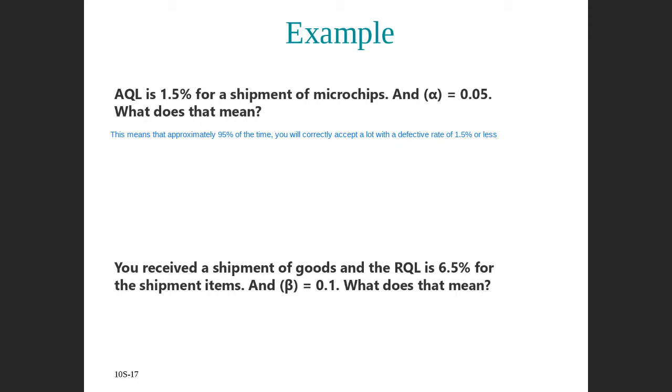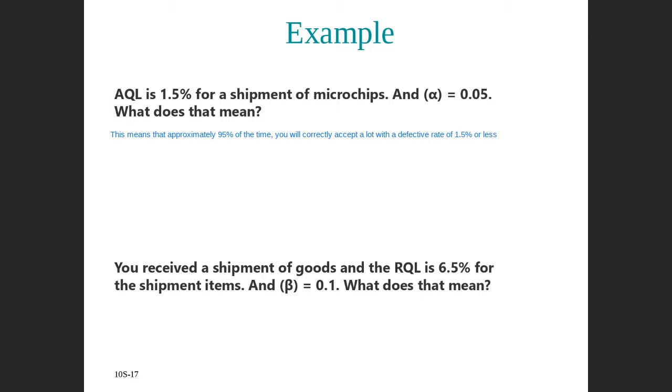The 95% refers to 1 minus alpha, for accepting the lot with the maximum defect rate. So the maximum or the agreement defect rate, which is the AQL, is 1.5. He said that the consumer is going to accept a defect rate of 1.5 of the lot. So you have 1.5% of defect in the lot that is acceptable.